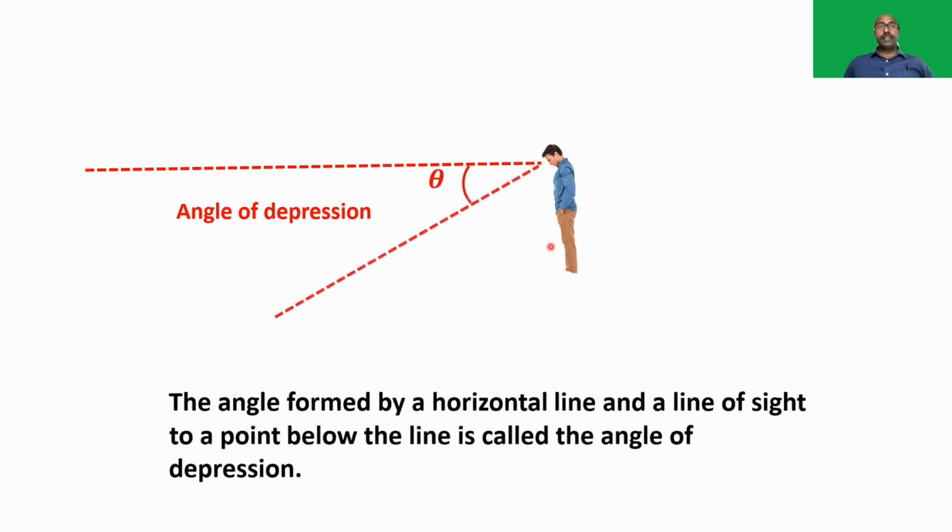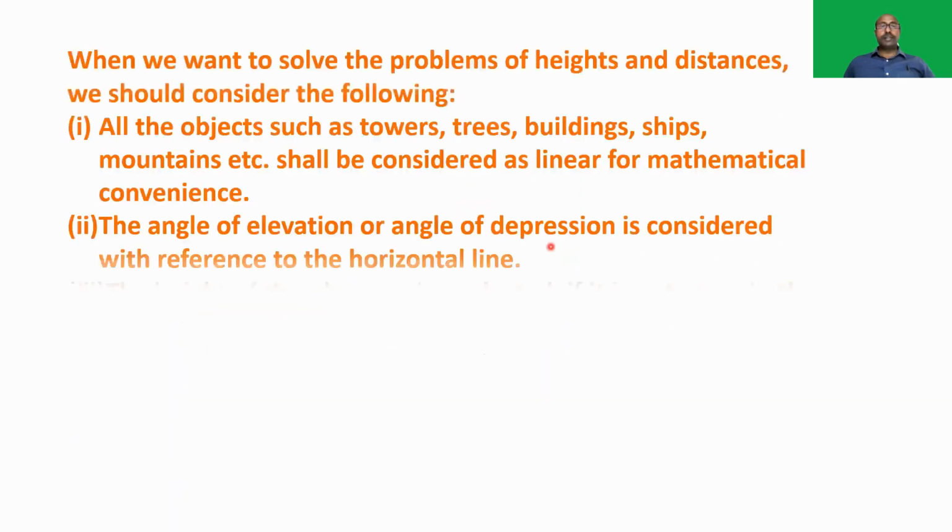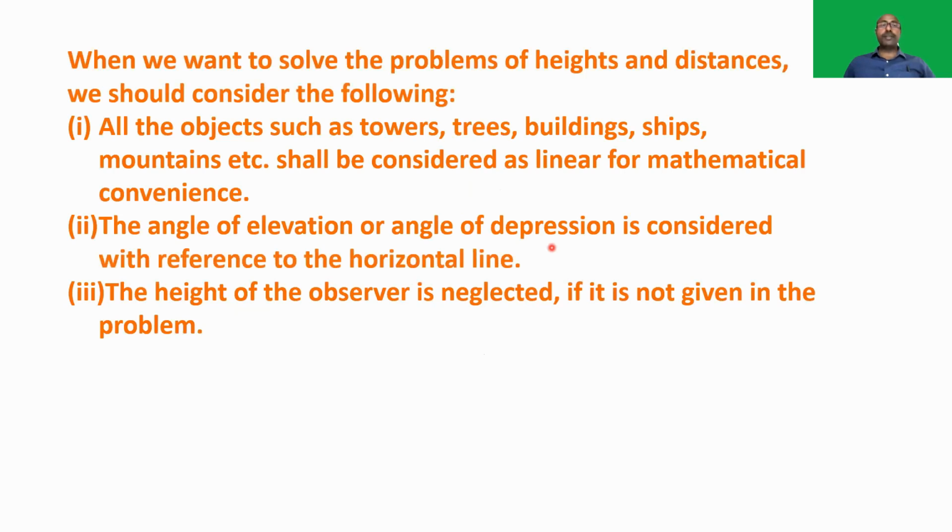Next, some important points are there. Look at this. When we want to solve the problems of heights and distances, we should consider the following. In these applications of trigonometry, we are going to solve some problems. But before going to solving the problems, we should consider some important points. The first thing is all the objects such as towers, trees, buildings, ships, mountains, etc. shall be considered as linear for mathematical convenience.